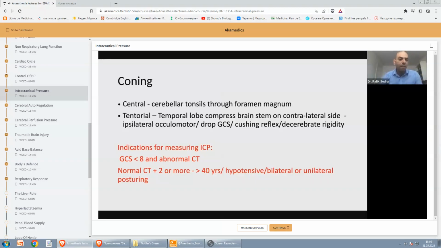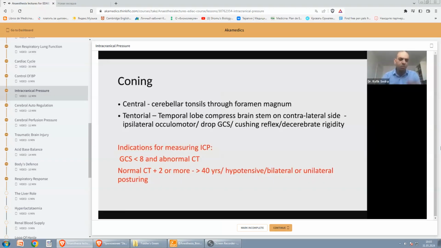So coning can be of two types. It can be central coning, where the cerebral tonsils are compressed at the foramen magnum, and the second is tentorial coning, where the temporal lobe is compressed, pushing on the brain stem on the contralateral side and compressing the oculomotor nerve on the ipsilateral side. That's why sometimes you can see unequal pupils, because it compresses the oculomotor nerve on only one side. You also see dropping GCS, the Cushing reflex as well, and decerebrate rigidity. I'm sure you've seen that before when they become very, very rigid.